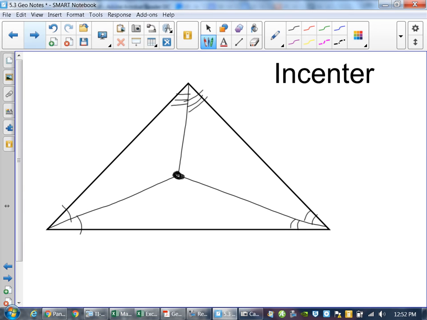Let me just draw this up for you. Those 3 segments are the same. The inside segments are all congruent and perpendicular to the sides. That's it.